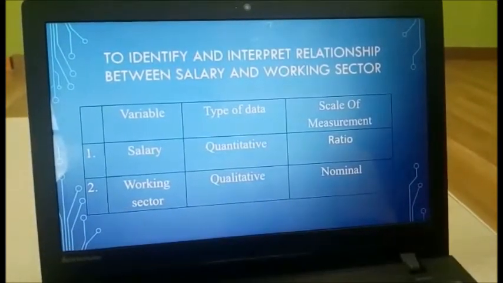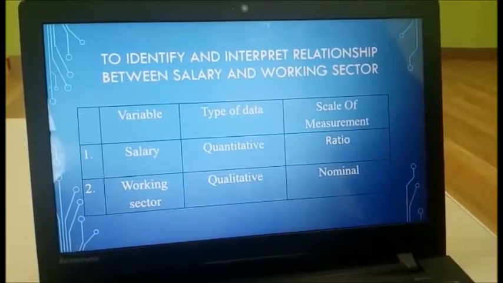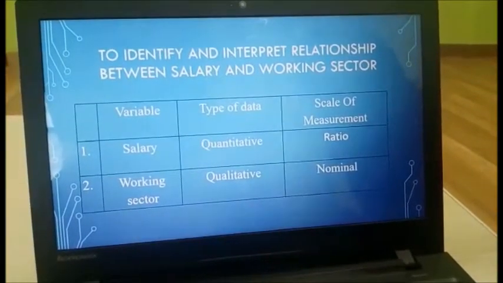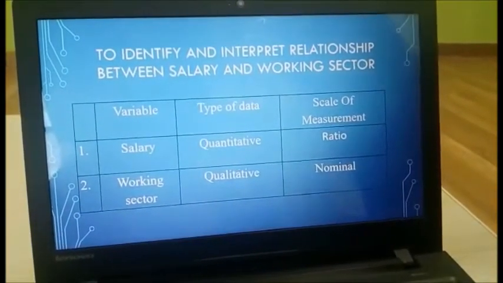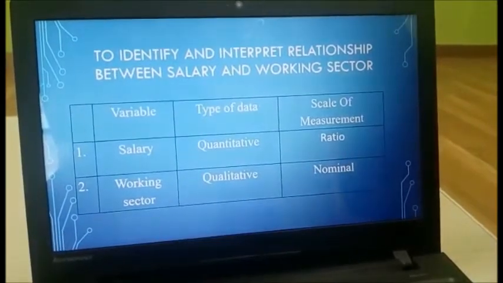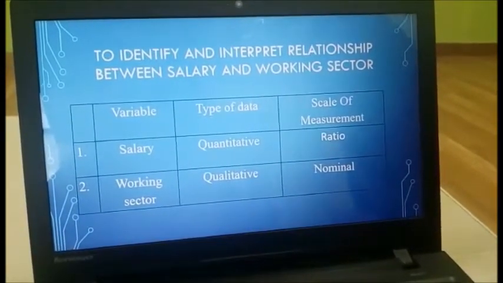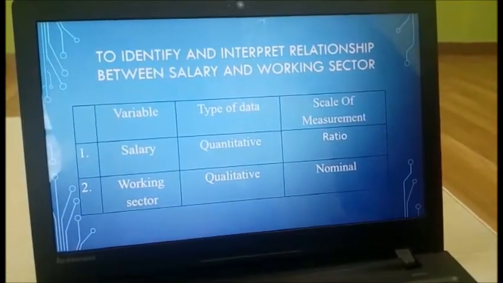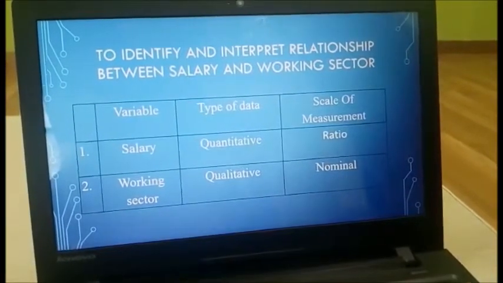And the next objective is to identify and interpret relationship between salary and working sector. Salary is the quantitative data, using the scale of measurement is a ratio. Working sector is a qualitative data, scale of measurement is nominal.